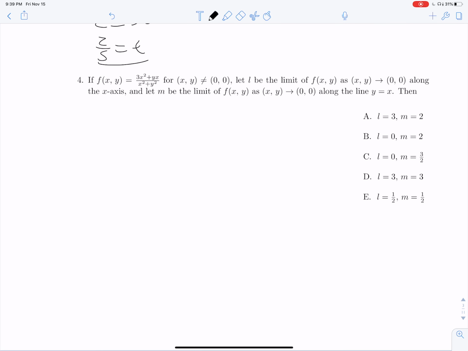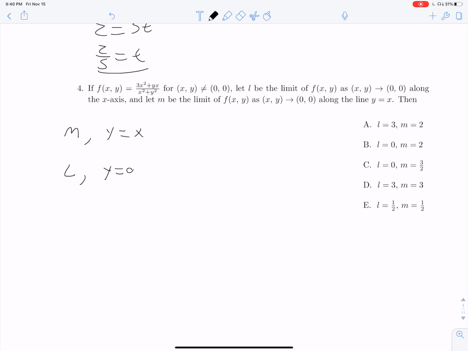Okay, we have a 3D limit question. These are actually pretty rare to see on the final, but this is a relatively easy one. They want us to find two limits. One, they're calling M, which is the limit along the line y equals x. So every y will be substituted with an x. We'll get the same answer either way. And another one that they're calling L, which is approaching along the x-axis, which is really approaching along y equals 0.